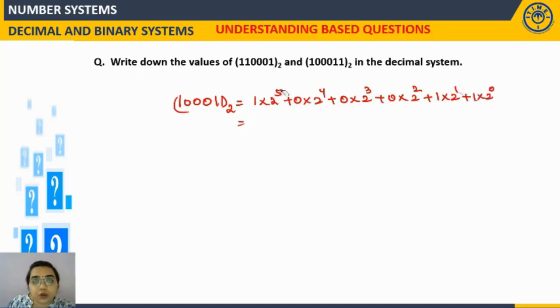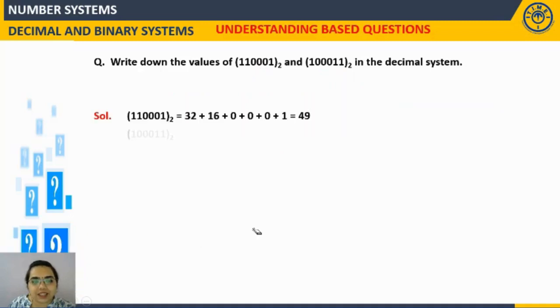Okay, 1 into 2 power 5 is how much? 1 into 2 power 5 is 32. 32 plus 0 plus 0 plus 0 plus 1 into 2 power 1 is 2. 1 into 2 power 0 is 1. 32 plus 2 is 34. 34 plus 1 is 35. Is this clear? So here 110001 to the base 2 is 49 and 100011 is nothing but 35. Okay, so I hope this is clear to you.